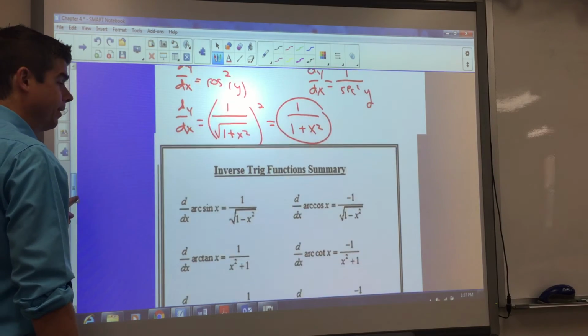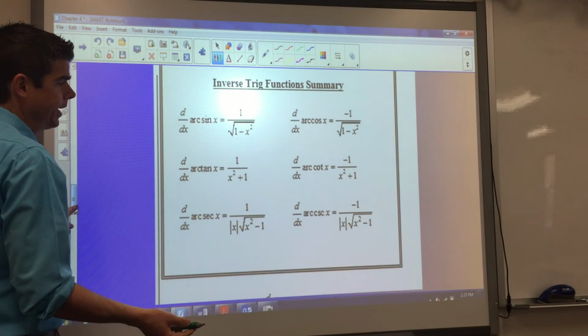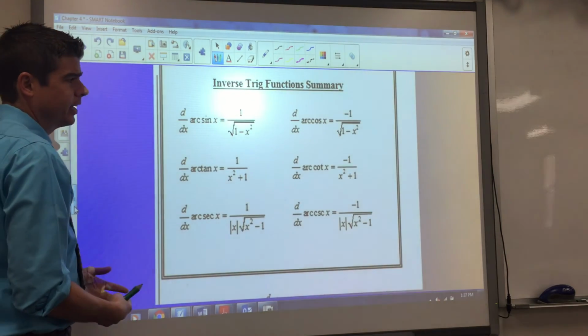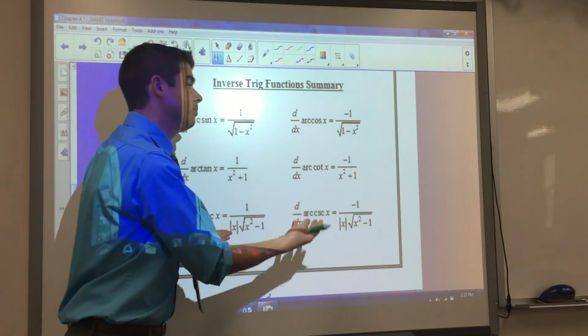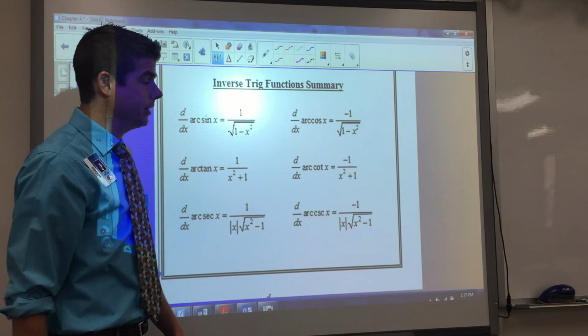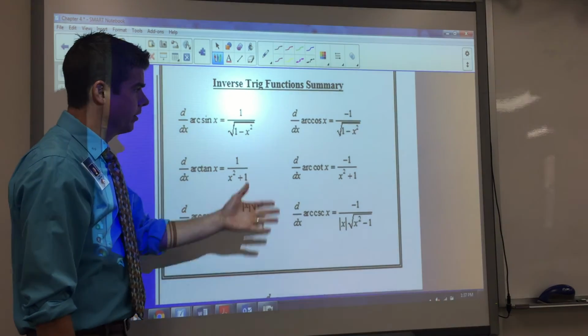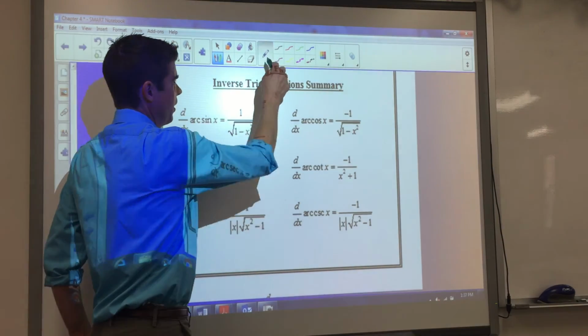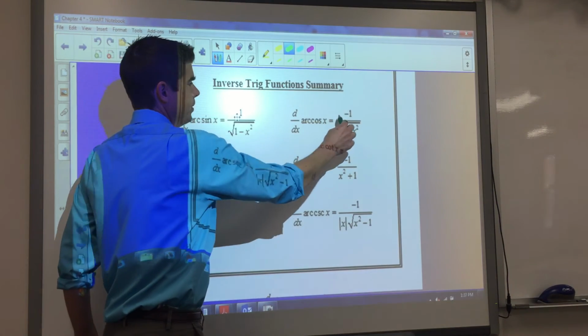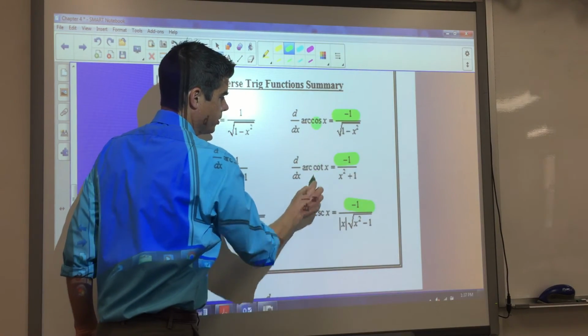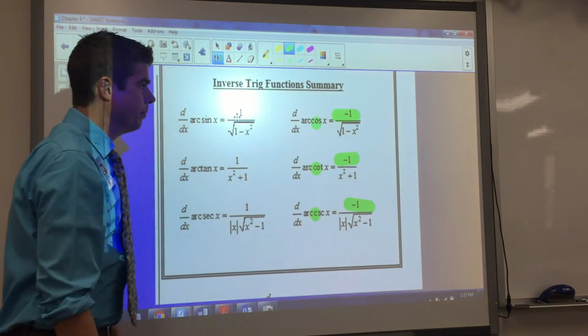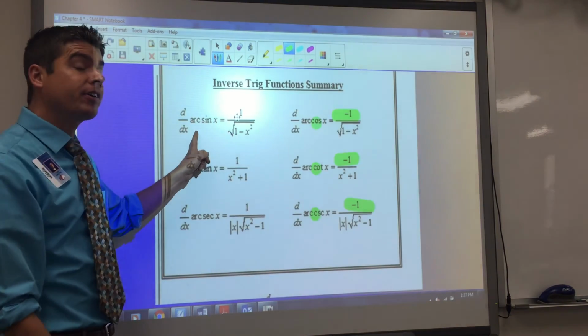So like I said, I'm not going to ask you to ever reproduce that, but I want you to have an understanding of where these come from and why they have square roots. And to be honest with you, it's because it's based on the Pythagorean theorem. Here they are. Here are the 6. And I know I mentioned this right at the beginning, but please look at that. All of these are negatives, right? All the co's are negative. They are all negative of their cofunction counterparts.